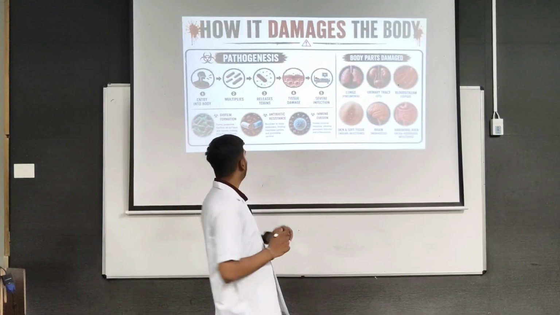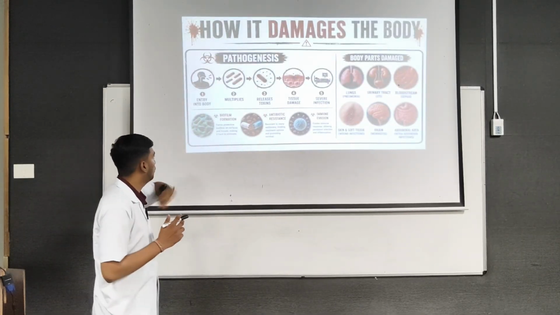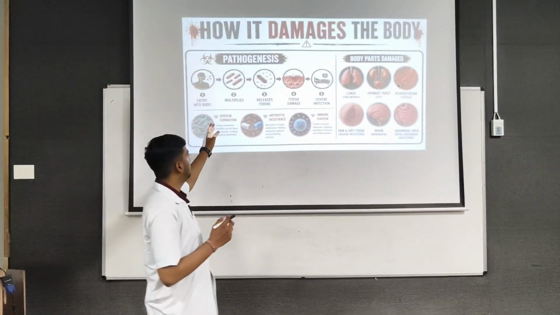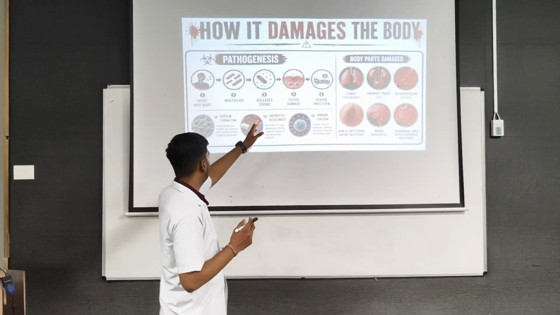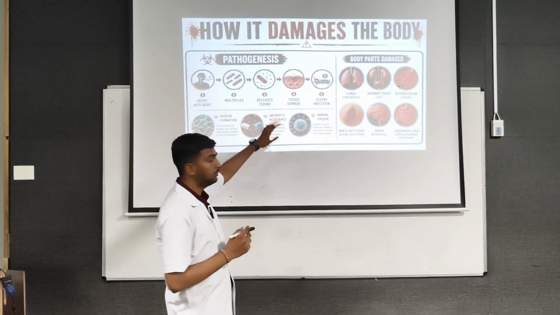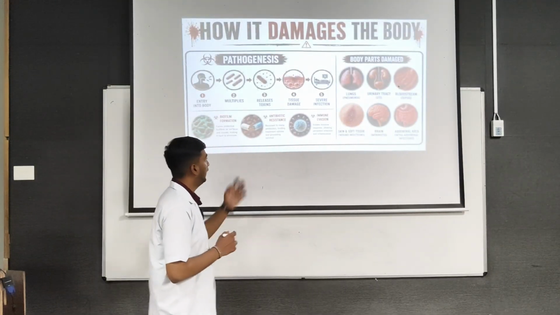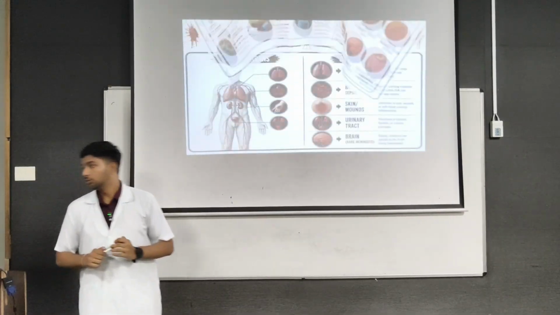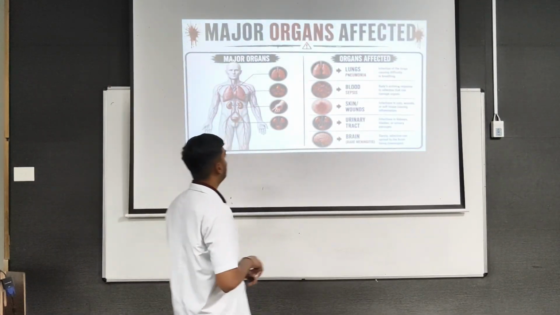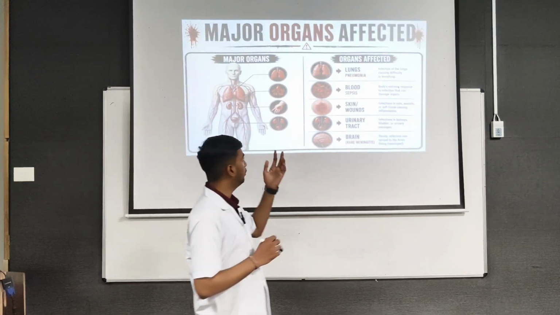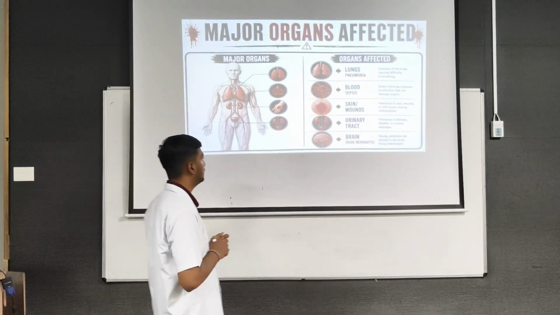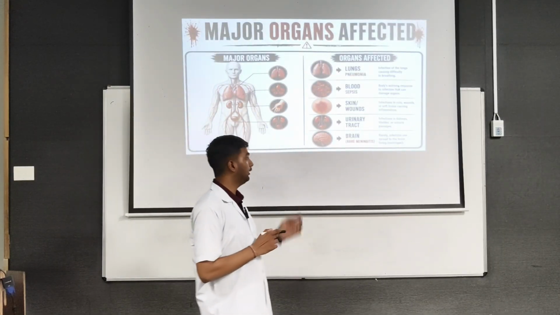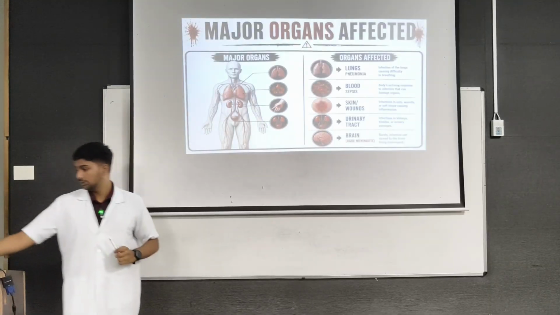So how does it damage the body? Firstly, the Acinetobacter baumannii will enter the patient's body, rapidly multiply, release toxins and form a biofilm, which will damage the tissues and can lead to severe infection. The major organs affected are the lungs, in which it causes pneumonia, and the blood, in which it causes sepsis. It also affects skin and wounds, can cause urinary infection, and in rare cases it will cause meningitis.